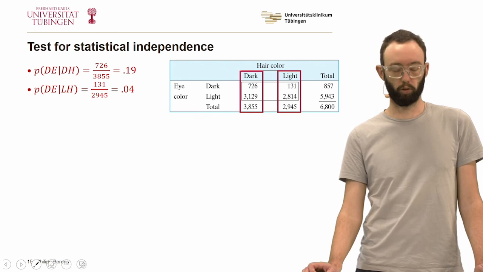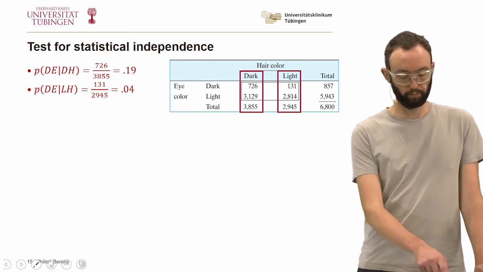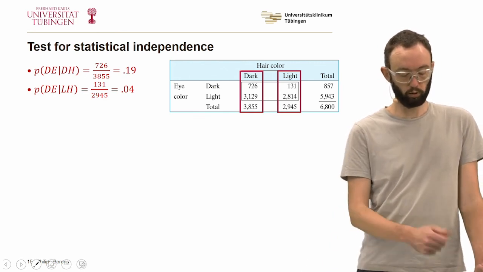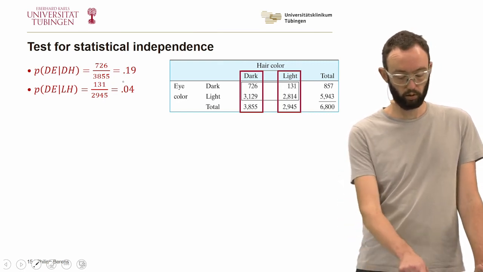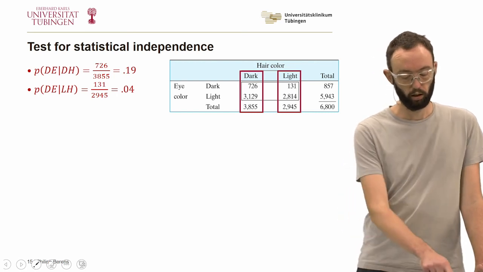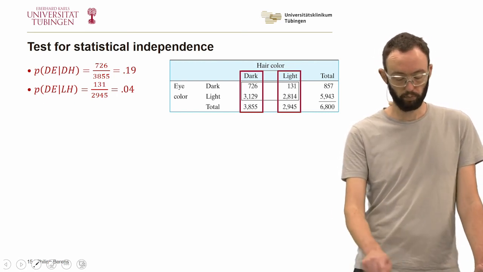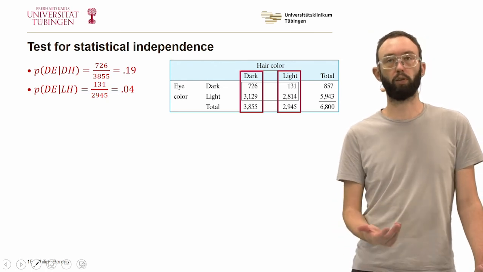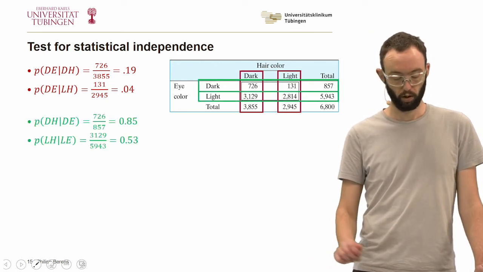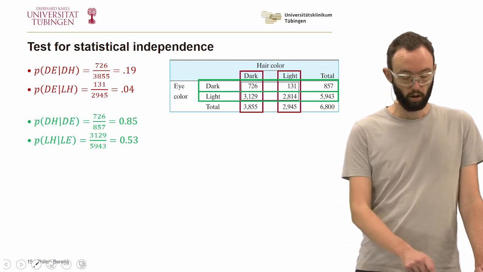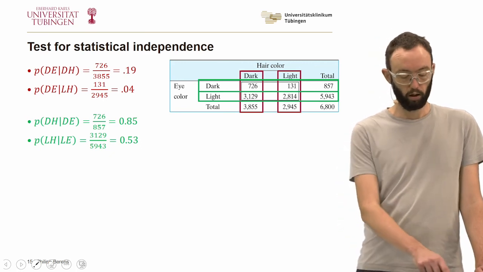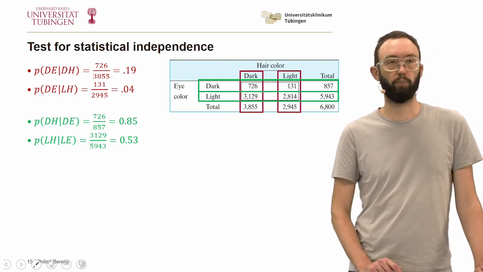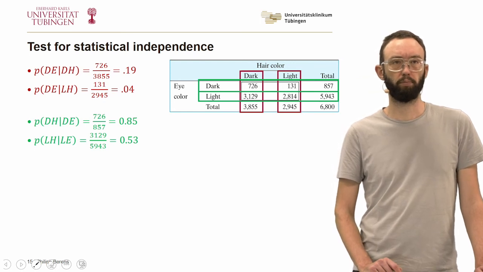So we can use the chi-square test as a test for statistical independence. We can ask, for example, the probability of dark eyes given dark hair is 0.19, and the probability of dark eyes given light hair is 0.04. Is this difference statistically significant? Or equivalently, we could say the probability of dark hair given dark eyes is 0.85, and the probability of light hair given light eyes is 0.53.